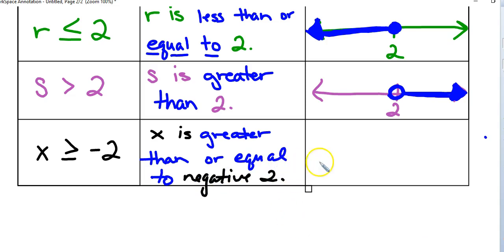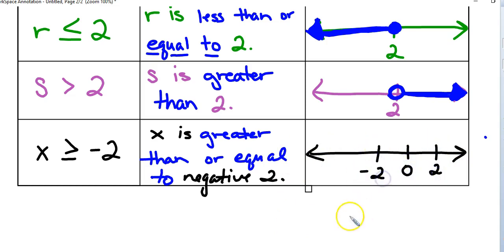Okay, so on a number line, we've been working with 2 clear over here. Well, now we're at -2. Okay, so remember this number line, we can move any direction we really want, so you don't always have to put more than one number.